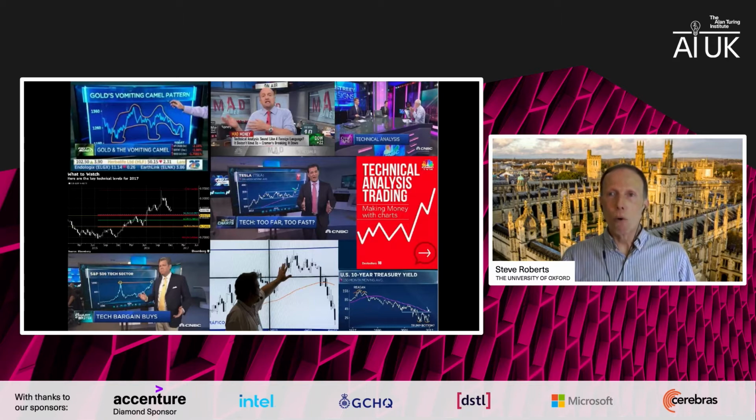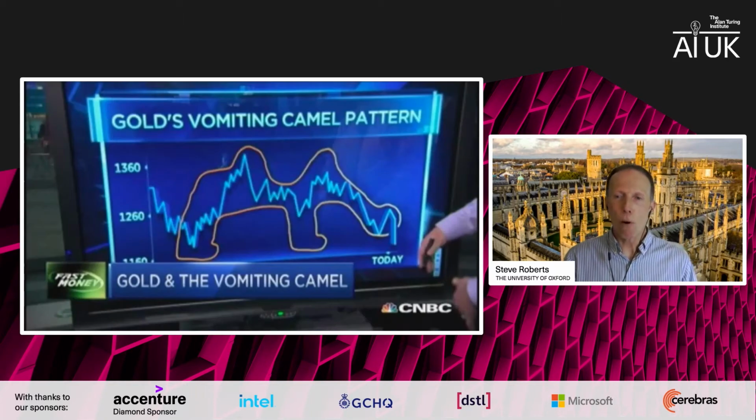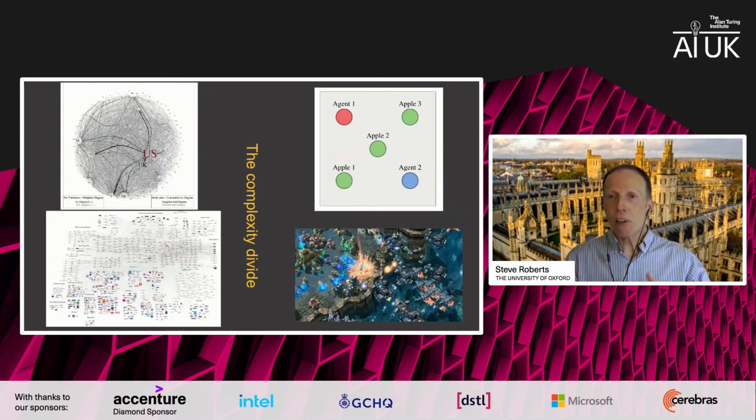We are always at risk of learning my favorite thing, which is the vomiting camel pattern, which those who've seen my talks before know I absolutely adore. If enough people believe in vomiting camels, they will vomit. And I think we have a complexity divide between the world of finance on the left and our understanding of how we run these complex multi-agent systems, which at the moment are limited to learning how to pick apples in an orchard where there's just a few agents, and playing StarCraft with 20 people.